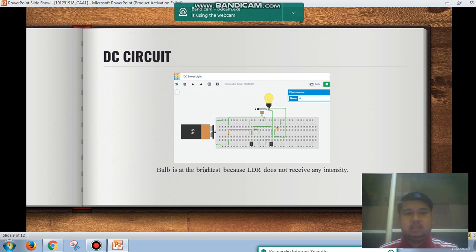And lastly, DC circuit. The bulb is at its brightest because the LDR does not receive any intensity. At the LDR, we move from mid to left, so the bulb will be the brightest because the LDR does not receive any intensity.